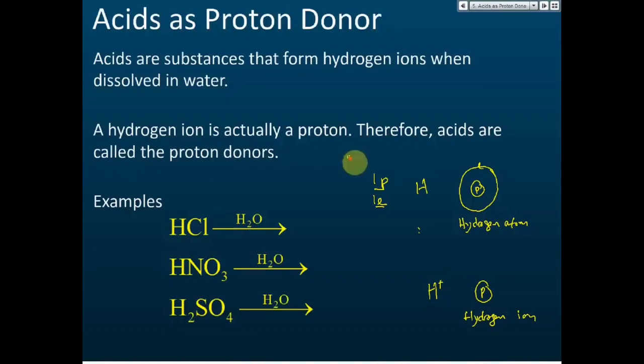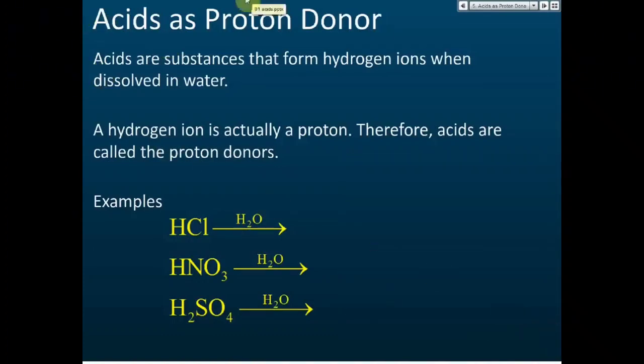Now, for examples, let's see these chemical equations. This is the arrow, and then there's water here. This shows that these acids dissolve in water. When the acid dissolves in water, it will ionize and form hydrogen ion and chloride ion. And this hydrogen ion is the proton. That's why we call it a proton donor. It donates protons. The second one, nitric acid. When dissolved in water, it will form hydrogen ions and nitrate ion.